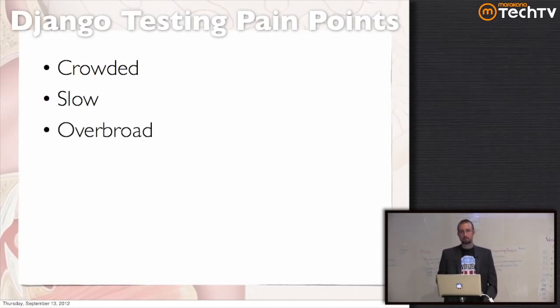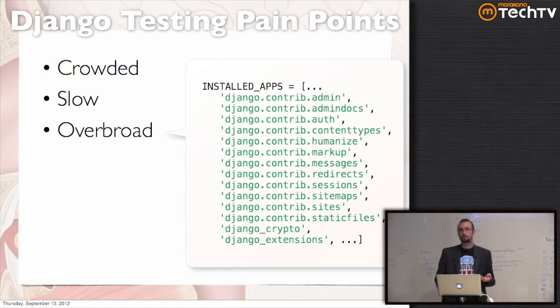Third, the default test runner is kind of overzealous. Not only does it test your code, but it tests everything else that happens to be in installed apps. And that's going to be a lot of third-party stuff that's already proven to work. So at best, you're testing whether you have the third-party stuff configured right. And at worst, you're just wasting your time running tests on things that are already known good.